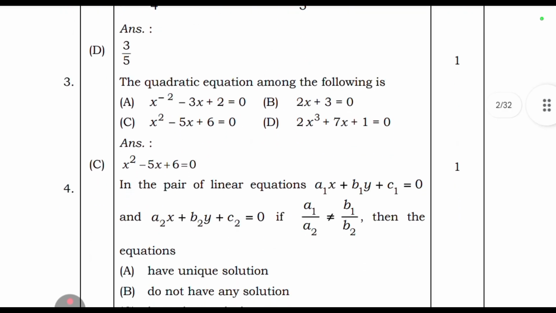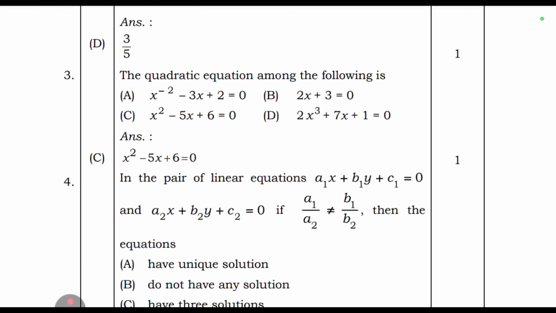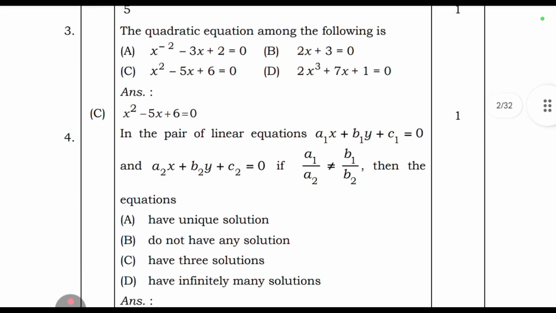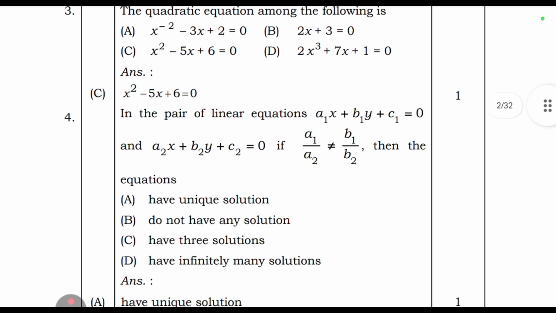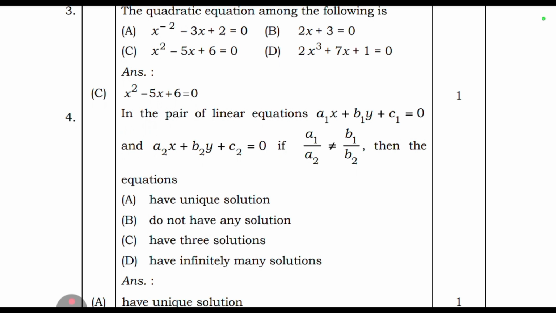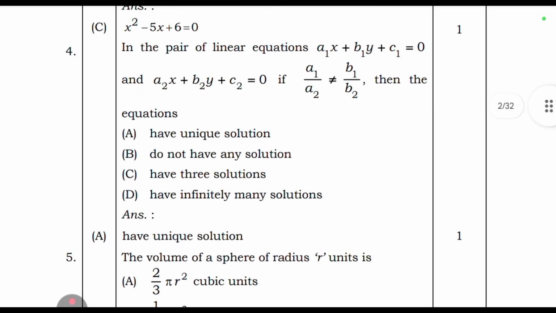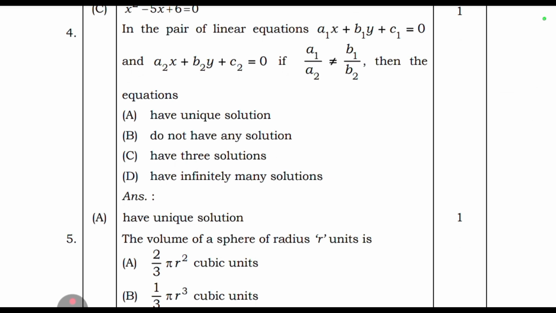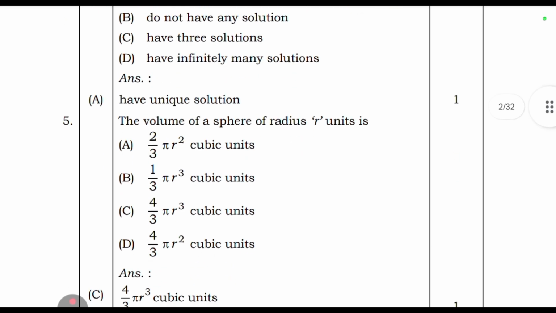That is the answer. And this is from the quadratic equation. Third question, the quadratic equation among the following, which is the correct quadratic equation? You have to match this equation to the general formula, ax square plus bx plus c is equal to 0. This is the standard form, so option C is correct. The fourth question, in the pair of linear equations, having a unique solution is the correct answer, and these are very important.